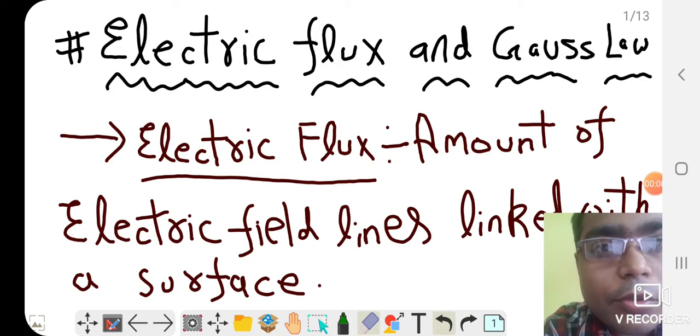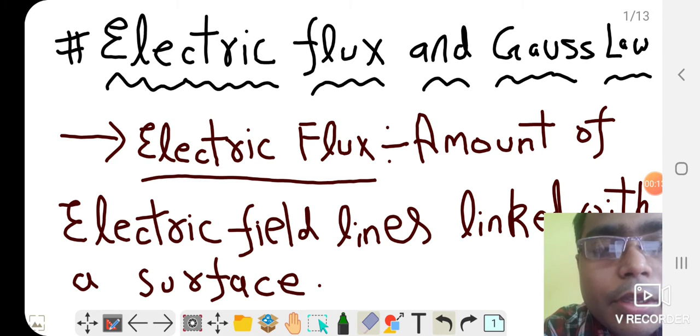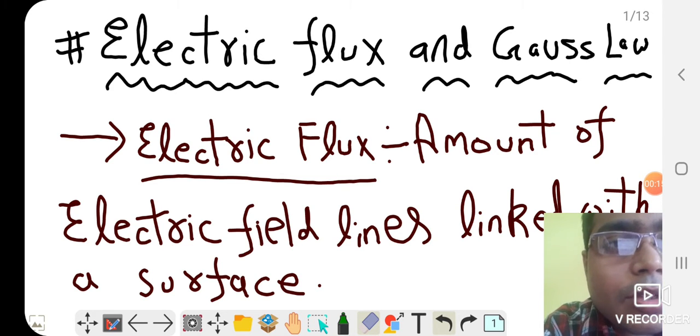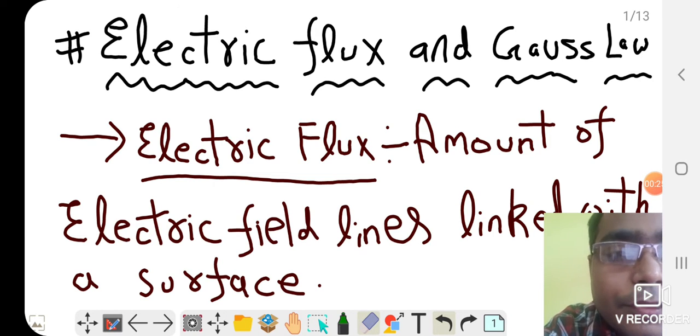So today we are going to discuss the next topic of this chapter, that is electric flux and Gauss law. So first let us discuss the electric flux. So what we understand by the term electric flux? The quantity flux is basically related with the amount of electric field lines which are associated with a surface.